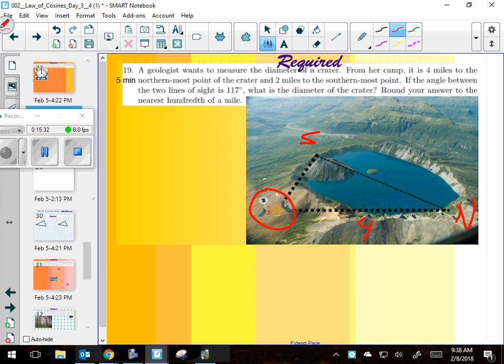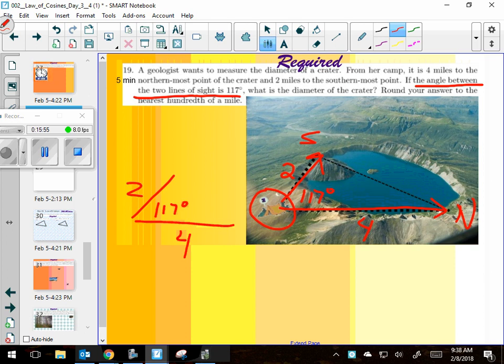If we say that's 4 miles this way and 2 miles to the southernmost point, if the angle between the two lines of sight, this is a line of sight and that's a line of sight, the angle between the two lines of sight is 117. Okay, so if I had just given you a triangle and said this is 2, this is 4, and this is 117, and then said how long is the black line, I hope that would have been pretty easy and it's just a law of cosines question. But you just have to put all these pieces together because you got a word problem and it's not easy to figure out all that. But that's really what it boiled down to.